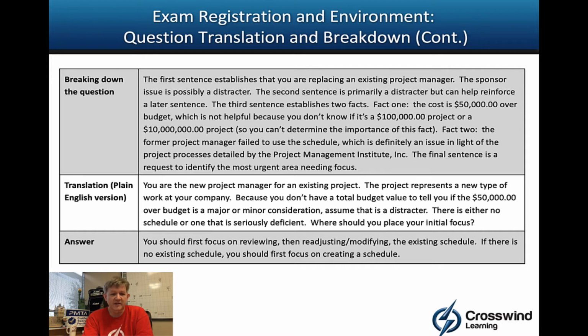The project represents a new type of work at your company, because you don't have a total budget to tell you if the $50,000 over budget is major or minor. Let's assume that's a distractor right now. There's either no schedule or one that's seriously deficient. Where should you place your initial effort? Based on what I see there, I would say first focus on reviewing, readjusting, and modifying the existing schedule. If there is none, you need to create one.